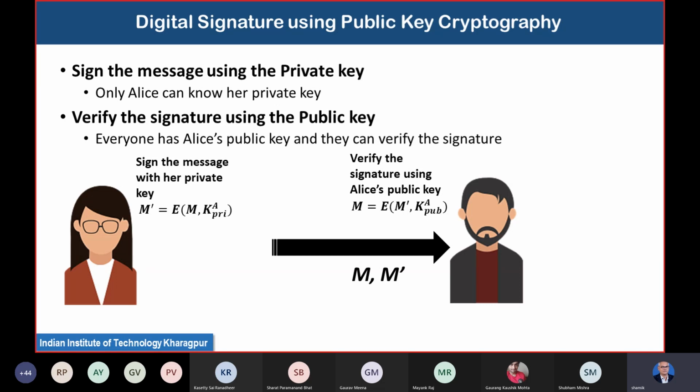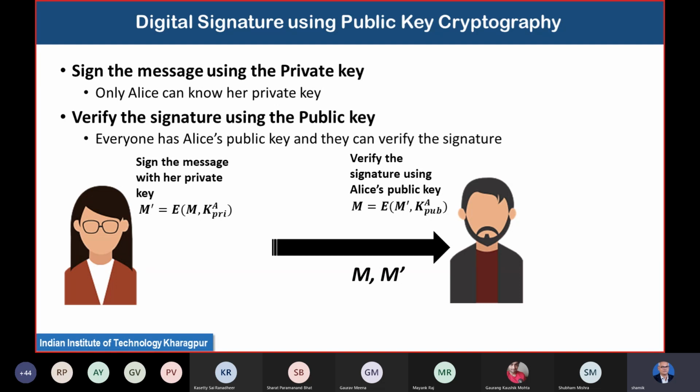Now once Bob gets it, Bob sees that there is a message called hello world and Alice has sent it, but is it indeed what Alice had sent, or did some attacker in between change hello world to hi guys, or Alice had sent hi guys and some attacker changed it to hello world? Bob does not know.